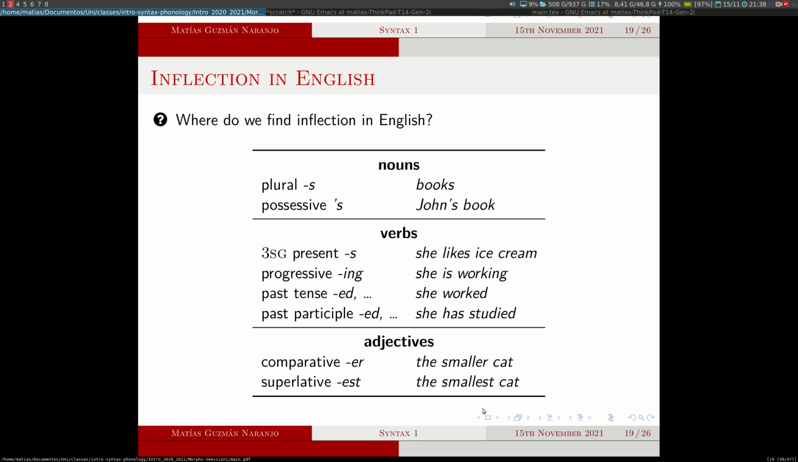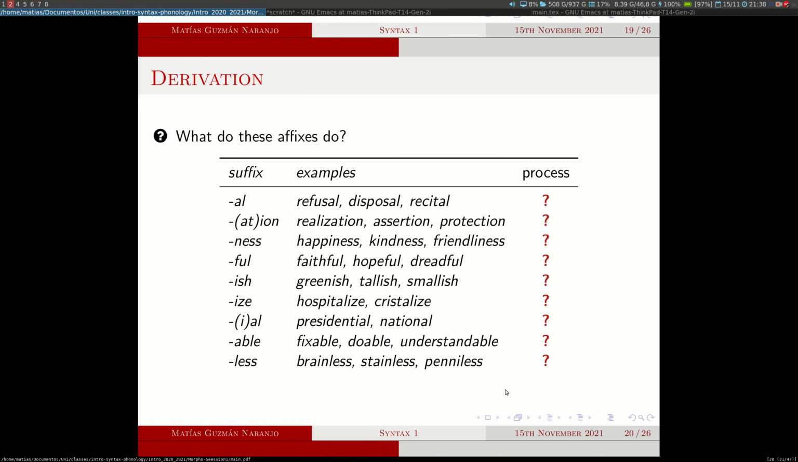So some examples of inflection in English: we can inflect nouns like plural books or possessives, although this is debatable, but let's assume, like John's. Verbs like third person, she likes, or the progressive, she's working, past tense, she worked, and the past participle, she has studied, right? And adjectives with comparatives and superlatives, the smaller cat, the smallest cat.